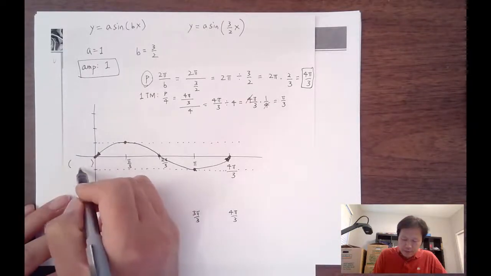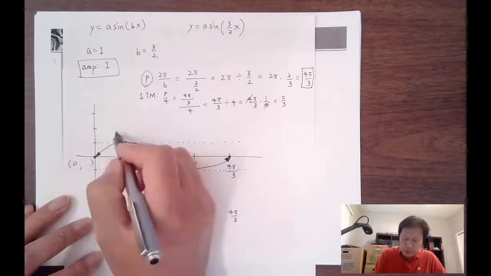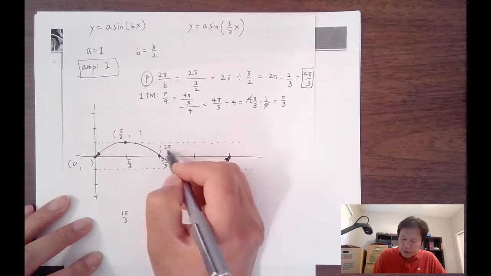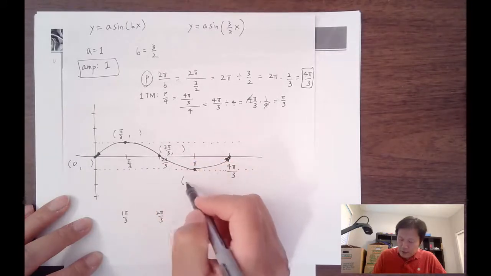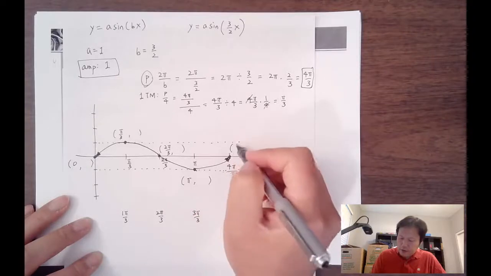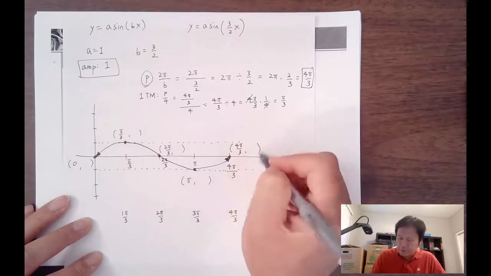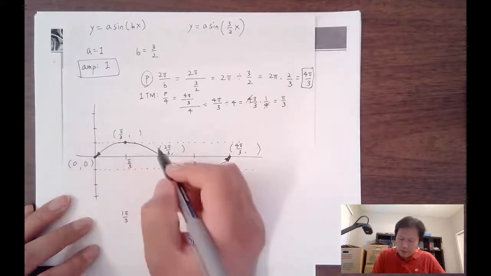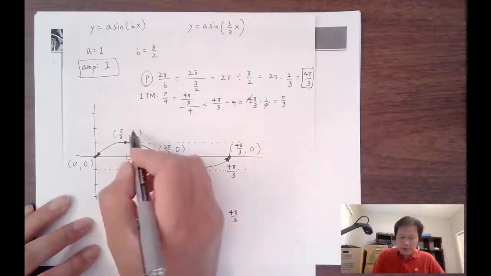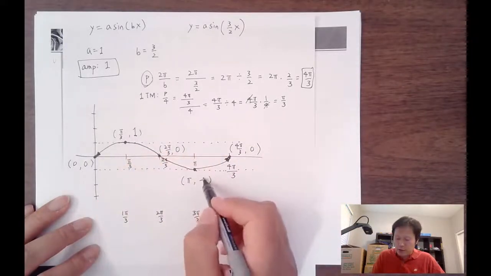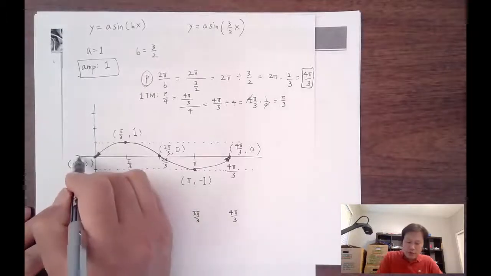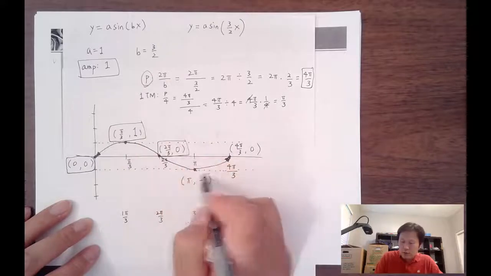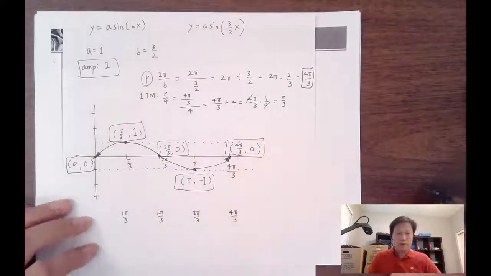Here x value is 0. Here x value is pi third. Here x value is 2 pi third. X value here is pi. X value here is 4 pi third. Y value, middle, is 0 for these. Maximum is 1 here. Minimum is -1 as a y value. So you got 5 points here. You need these 5 points to graph.